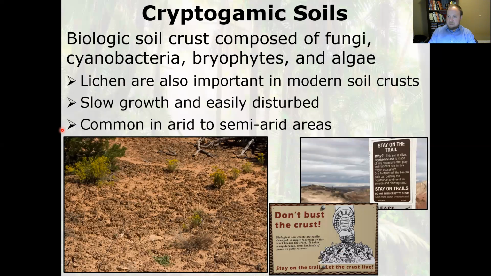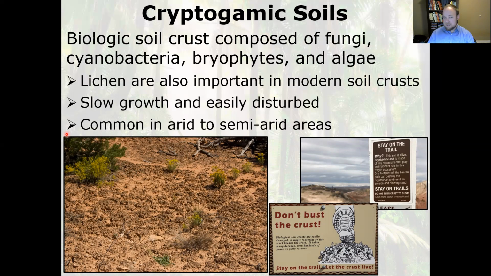So at this time in the Proterophytic, on land, the first plants that actually go on land are probably these cryptogamic soils. They're biological crusts. You find these a lot in arid to semi-arid areas today, where the soil is crusted together and held together by a community of fungi, cyanobacteria, bryophytes, which we'll talk about in just a second, and algae.